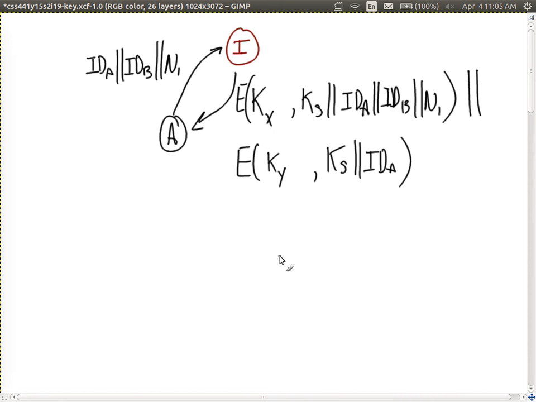When user A receives this message in response, it tries to decrypt the first part. It doesn't decrypt successfully, so we identify something's gone wrong. The attack is unsuccessful because the master key is used to encrypt message 2, the response. If the attacker tries to pretend to be the KDC, it doesn't know the master key. So that's a simple case. We can't pretend to be the KDC and intercept the first message and try to send back a session key because we don't know the master keys. So this attack doesn't work.